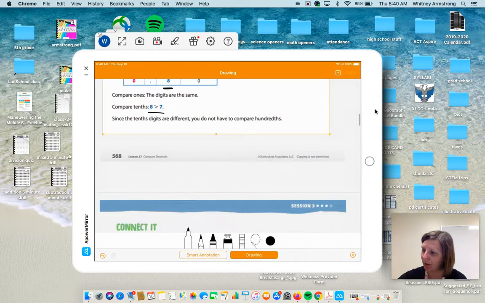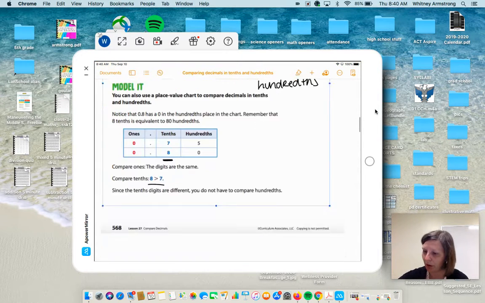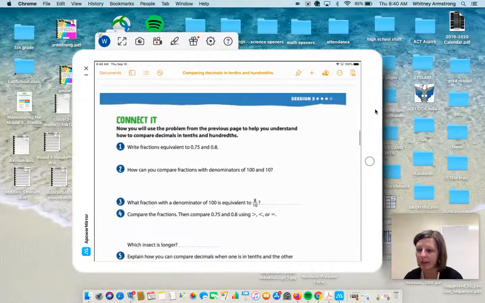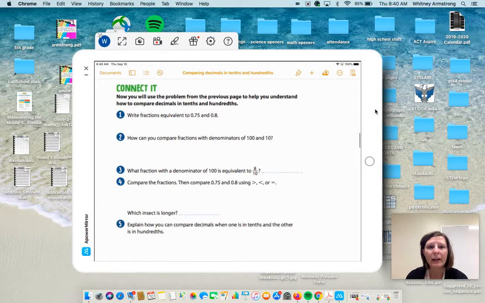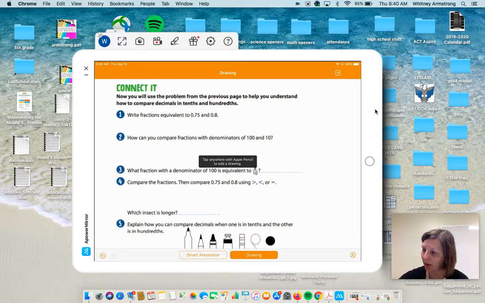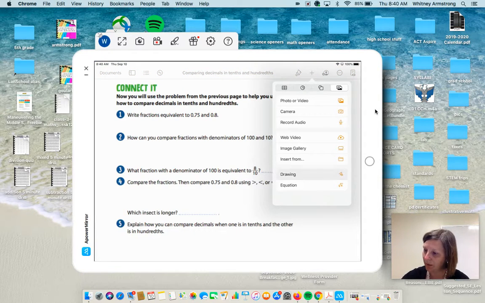So let's keep going. We're on a roll. Let's look at our connect questions. Number 1 says write equivalent fractions to 0.75 and 0.8. Remember, the word equivalent means equal. So I'm going to write equal. Whoops, I've got to get my pen going here.